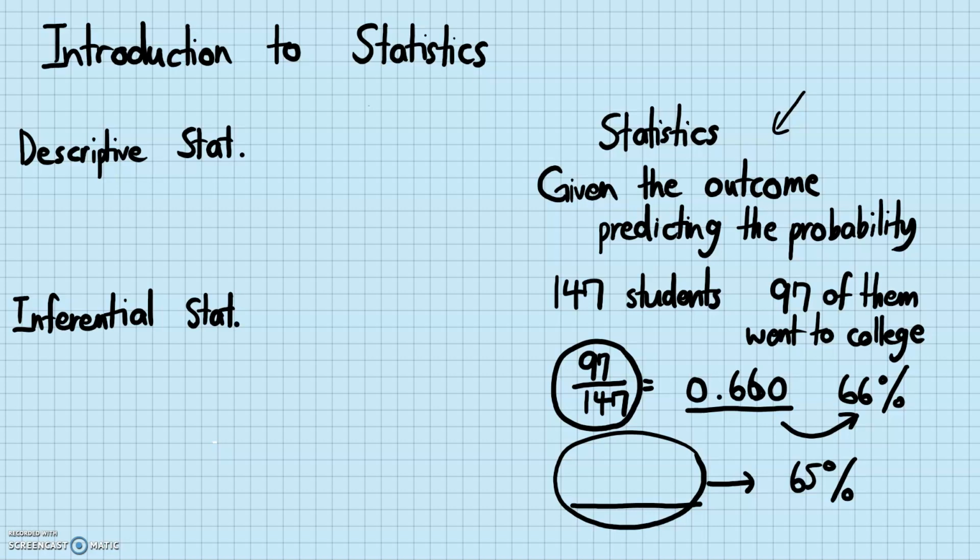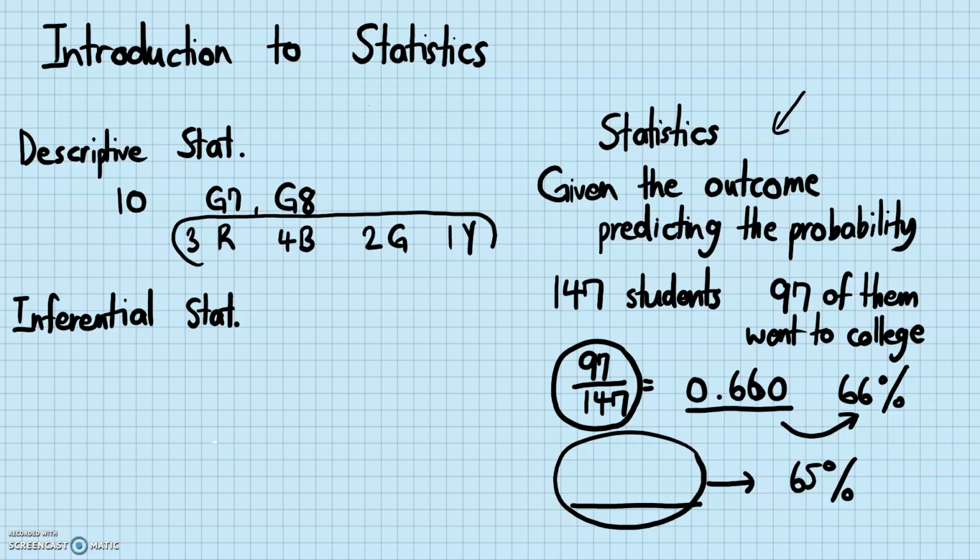So let's say that you've asked 10 7th and 8th graders, middle school students, about what their favorite color is. Let's say that 3 of them said red, 4 of them said blue, 2 of them said green, and 1 said yellow. So this is what descriptive statistics is. It's just collecting data.